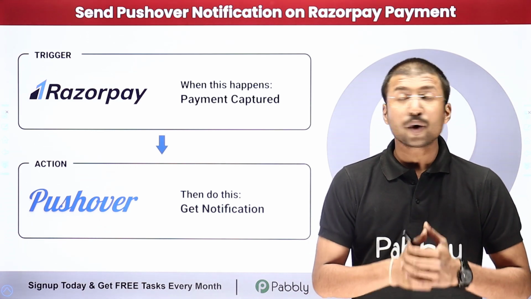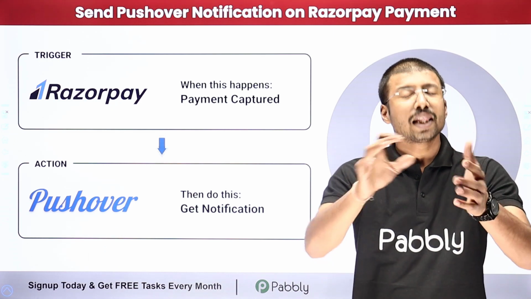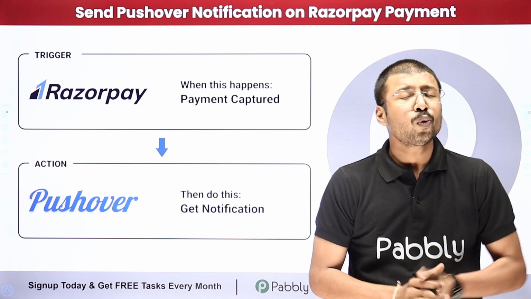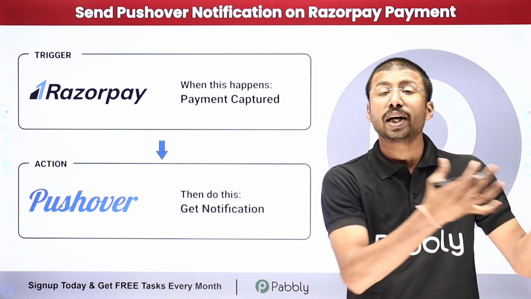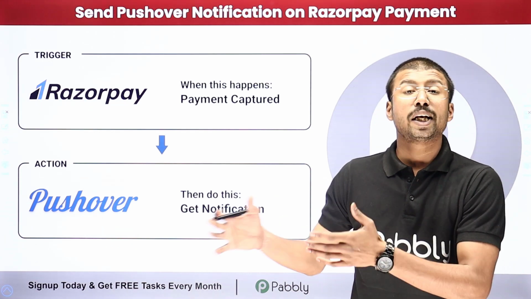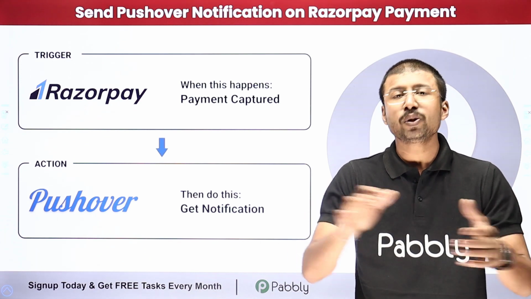So in this video, we are going to learn how to send Pushover notifications on Razorpay payments. Let's say you're using Razorpay to collect online payments for your business. Now you want that whenever you capture a new payment, whenever you get a new payment from Razorpay, you get a push notification on your mobile or desktop devices with the details of the payment. So using Pabbly Connect automation, you can do this.